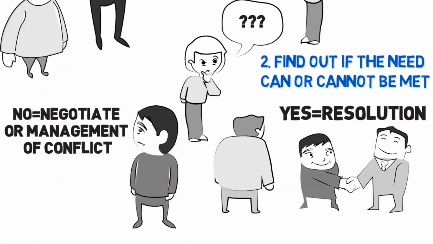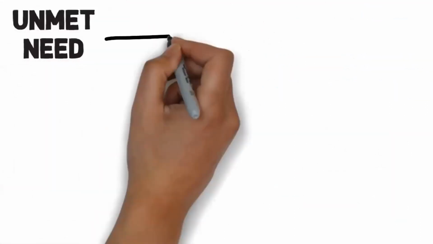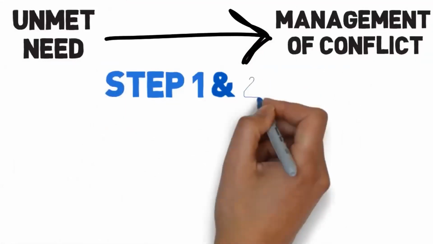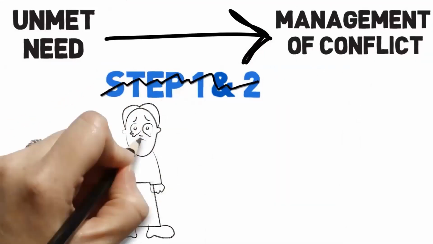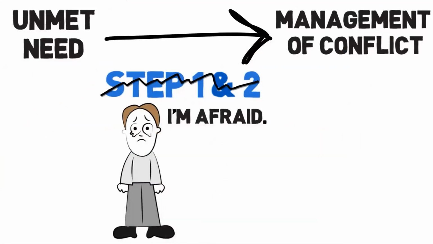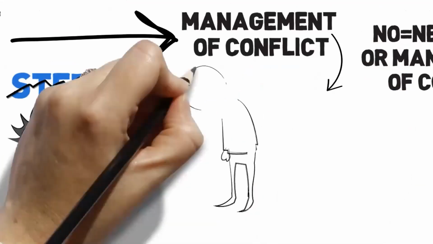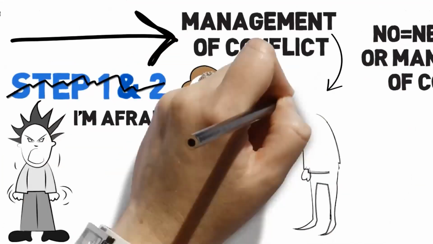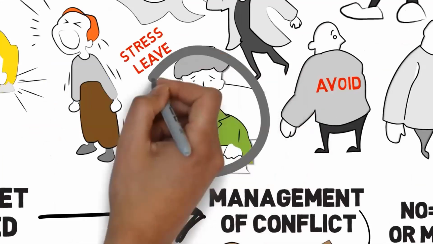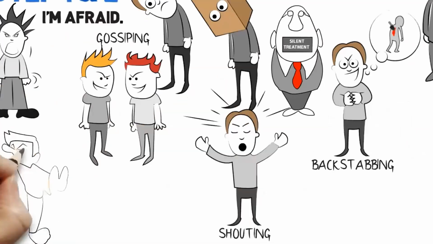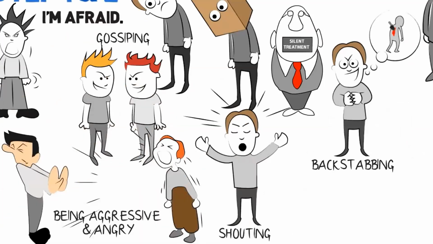So here's the problem. Most people go straight from having an unmet need into the management of conflict, bypassing step 1 and step 2 because they are afraid and don't talk to the people who can do something about it. And that's not pretty. In fact, it gets quite ugly. So here's what the management of conflict looks like: sulking, withdrawing, getting sick, the silent treatment, backstabbing, gossiping, shouting, blocking, being aggressive, and getting angry.